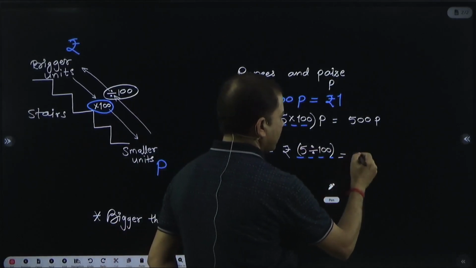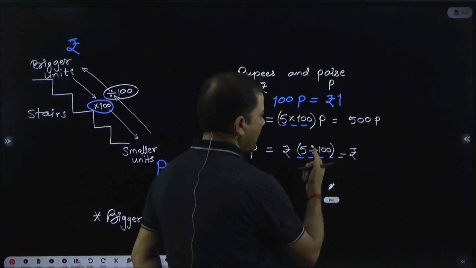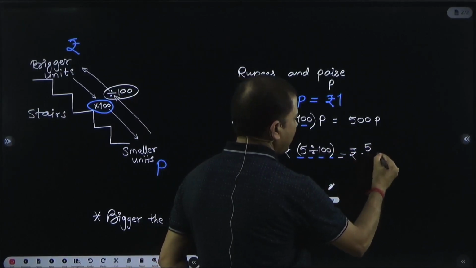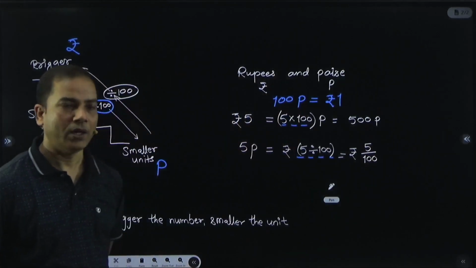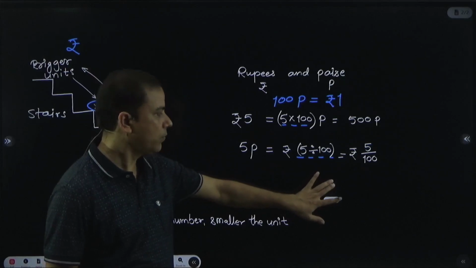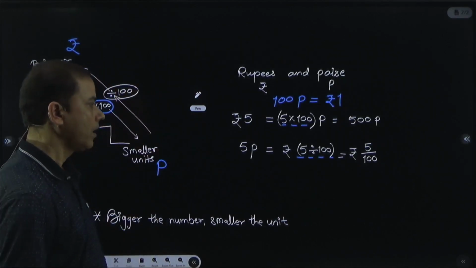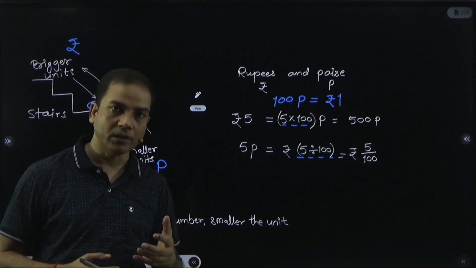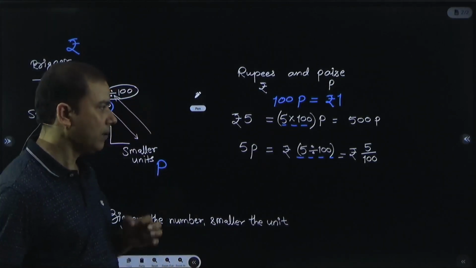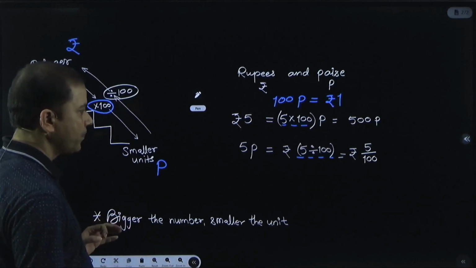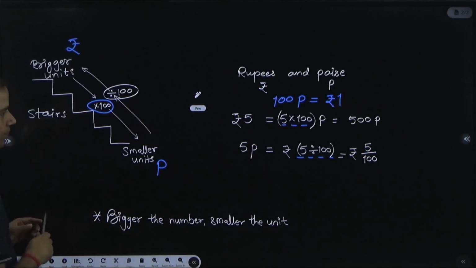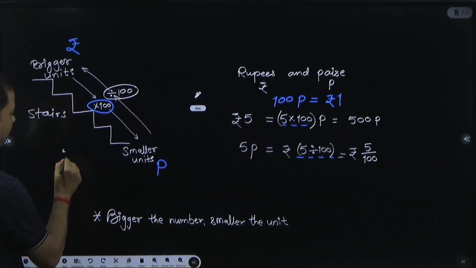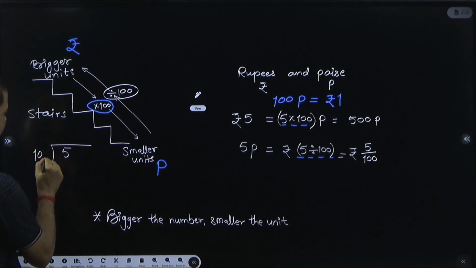You can write this way as well. 5 divided by 100 means 5 upon 100. Now do you know how to divide 5 by 100? You can divide using long division or a short trick. I'm going to teach both of them to you. The long division is here: 5 divided by 100.